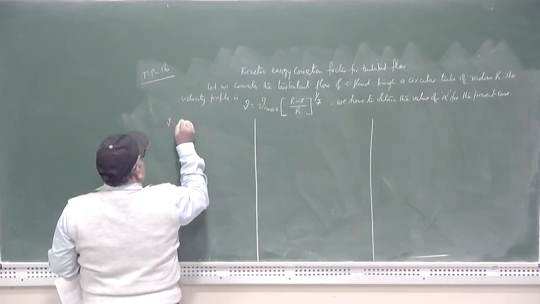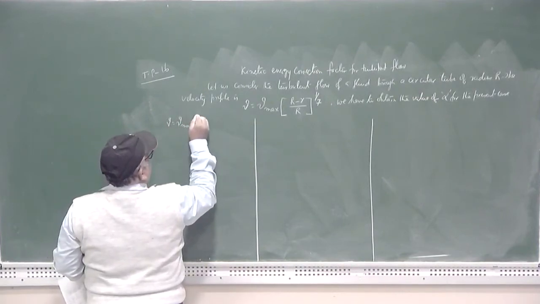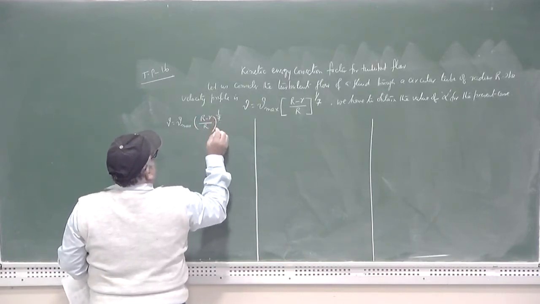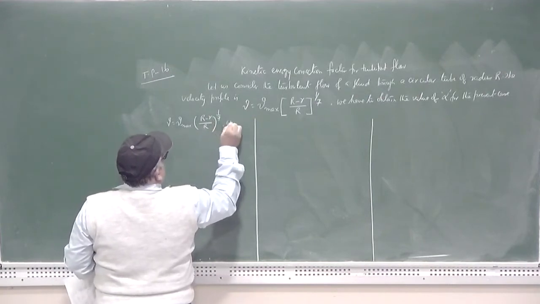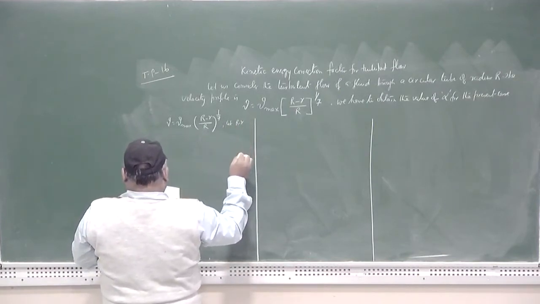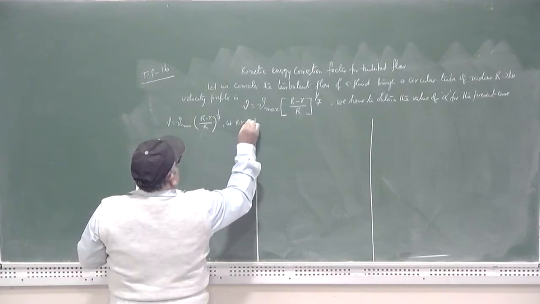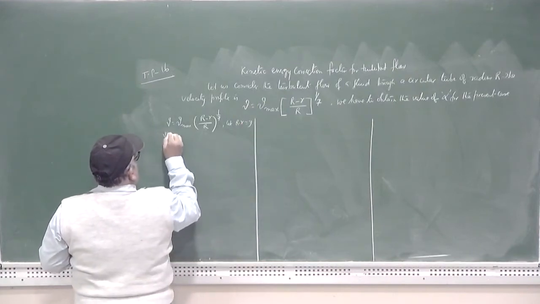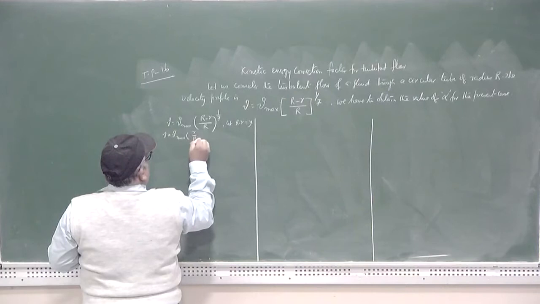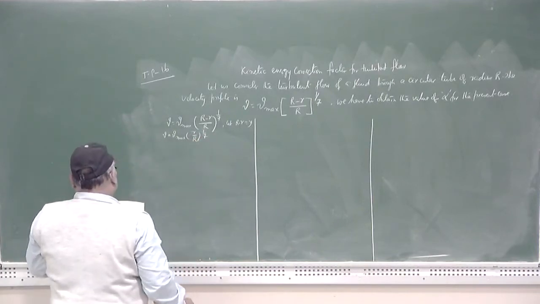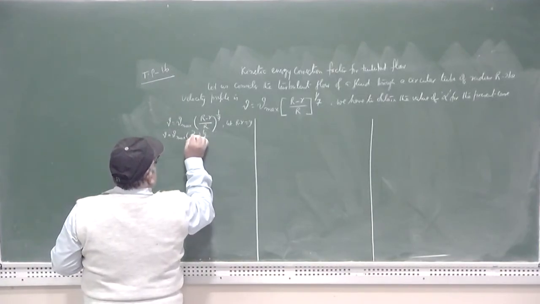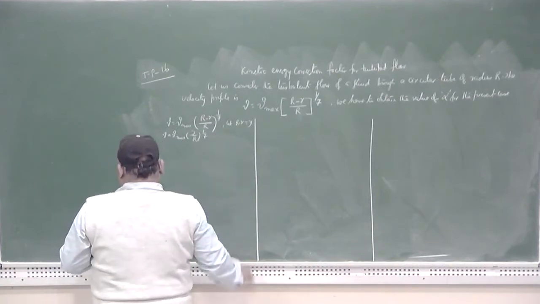So, we have the equation V equal to V max into ((R minus r) divided by R) raised to the power 1 by 7. Let R minus r be equal to y. So, V is equal to V max into (y upon R) raised to the power 1 by 7. This is the typical turbulent flow velocity profile.